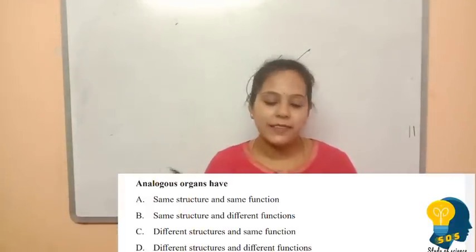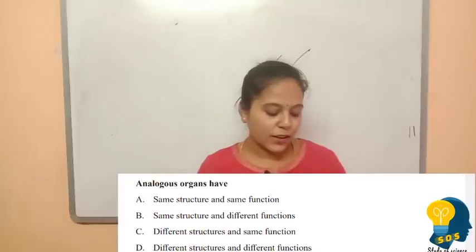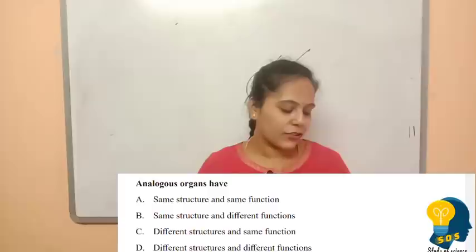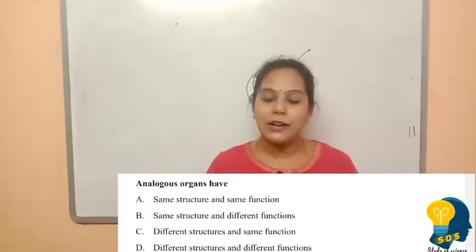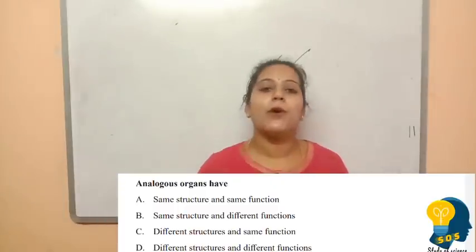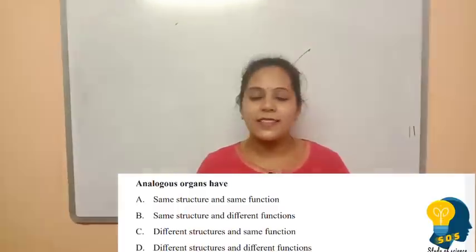Option A cannot be considered because it is not having same structure. Option B, they have given different function. So no, it is having same function. Option D, they have given different structure, different function. No, it is having different structure but it will perform the same function. So option C is the correct answer.